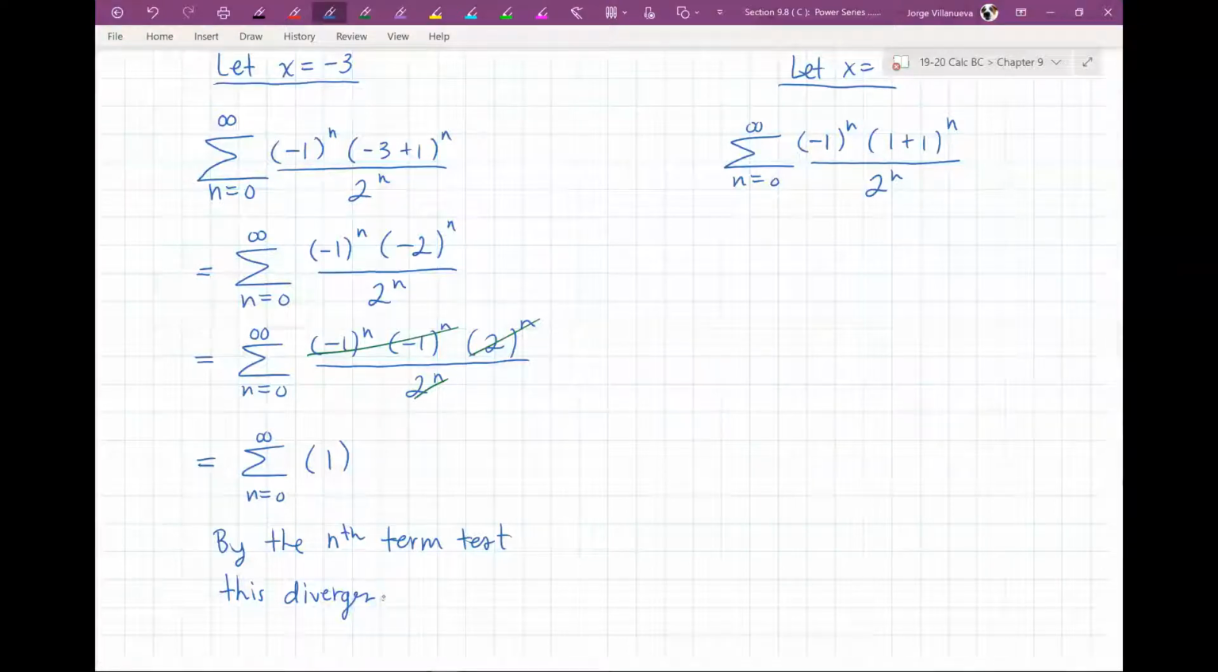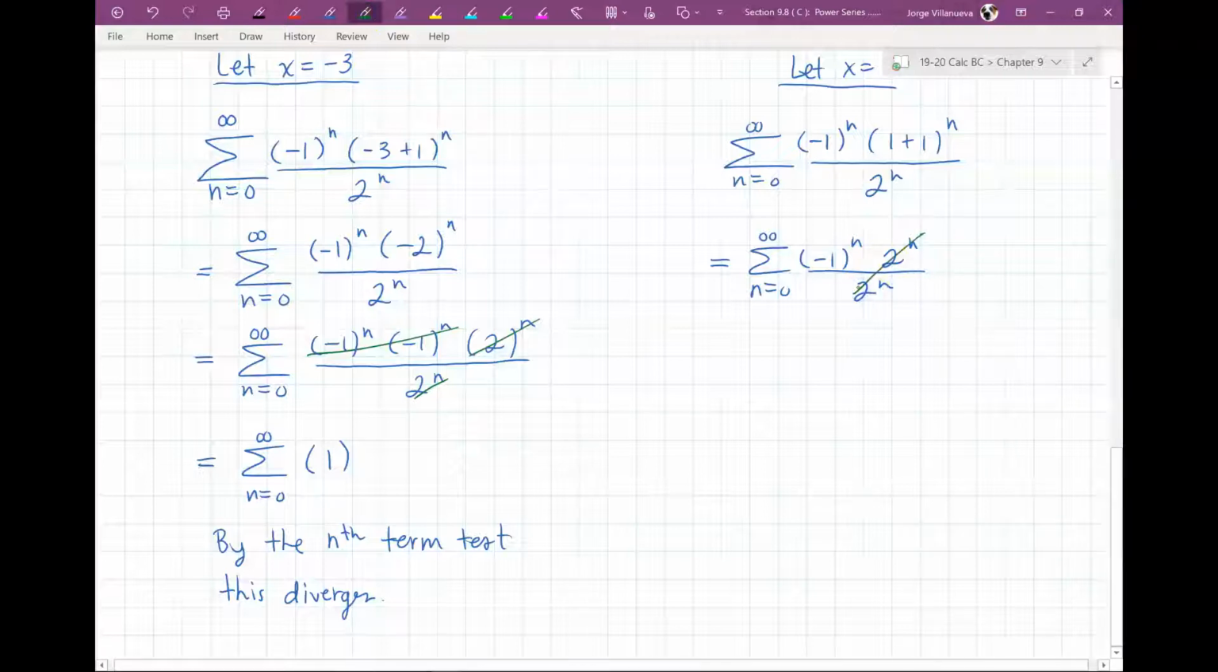Okay? What about the other side? Well, let's simplify. This is -1 to the n, 2 to the n over 2 to the n. And we know the 2 to the n's will cancel. So I basically have an alternating series, right? Times 1, right?